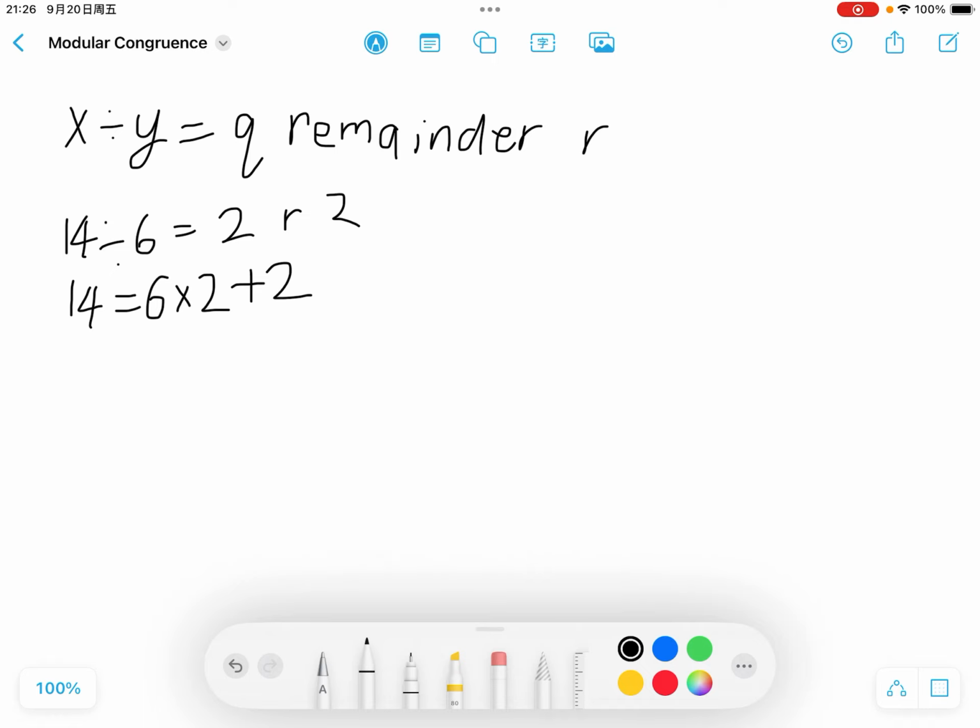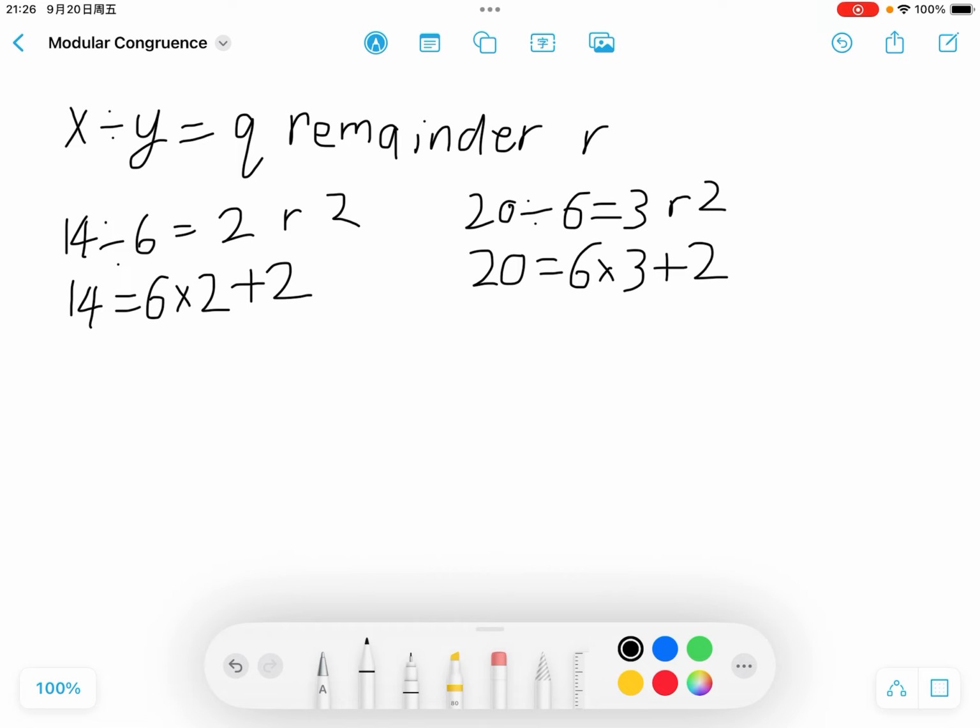So let's do another example here. Let's say it's 20 divided by 6 equals 3 remainder 2. So you can do this on your own, and 20 is represented therefore by 6 times 3 plus 2.